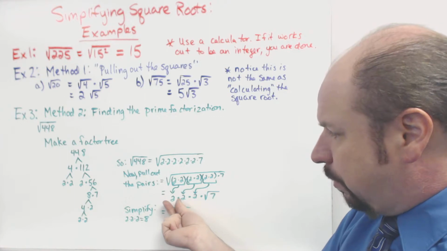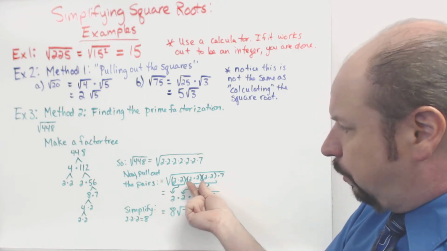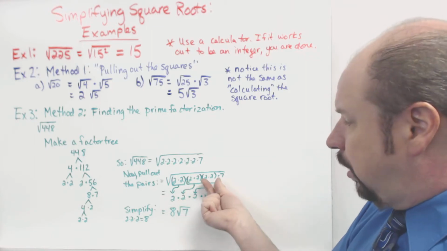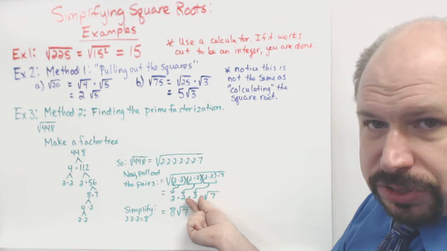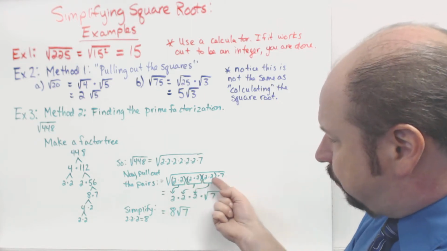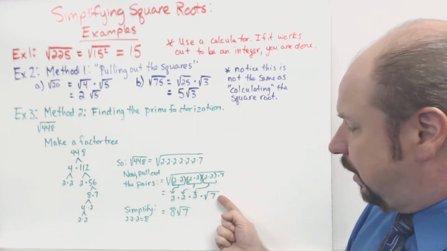So when we pull it out, it becomes just 2 on the outside. Same with this pair of 2's. When we pull it out of the radical, it becomes just another 2. And same with this pair of 2's, it becomes a third 2 on the outside of the radical. So when we take out all of those pairs, the only thing left over underneath the radical is the 7.